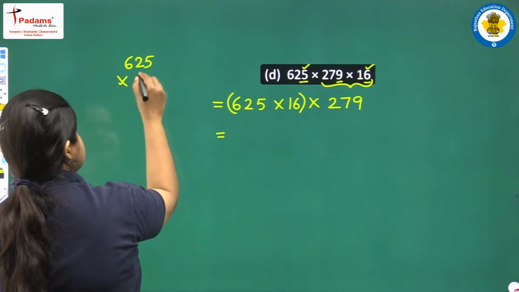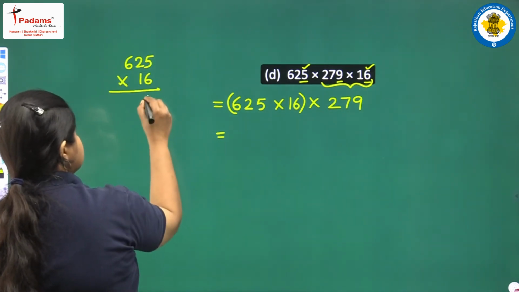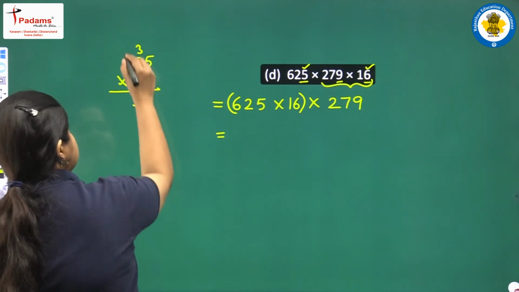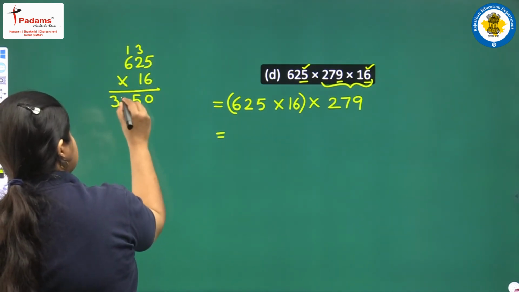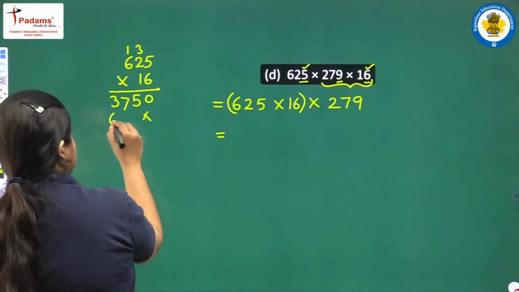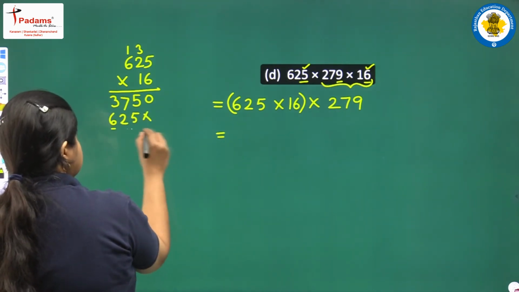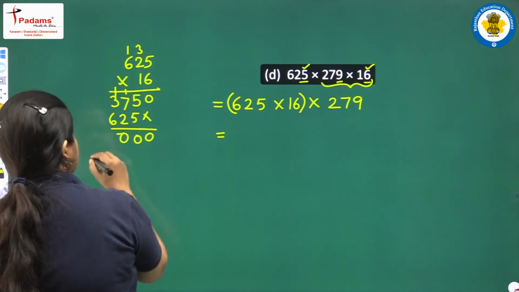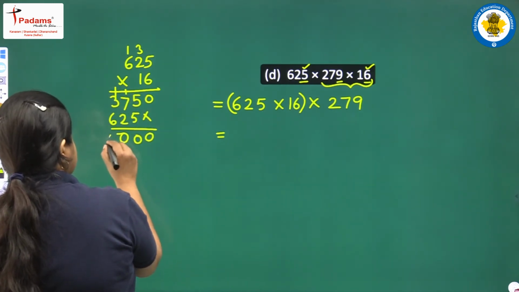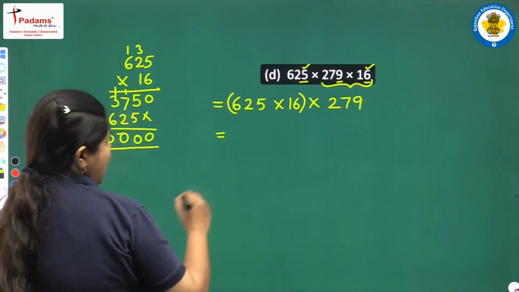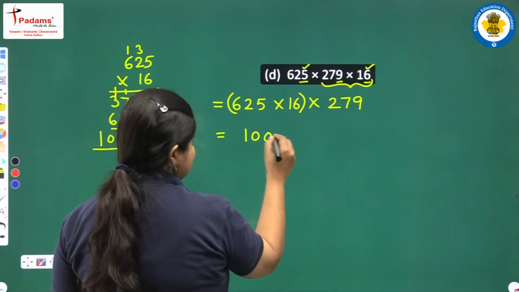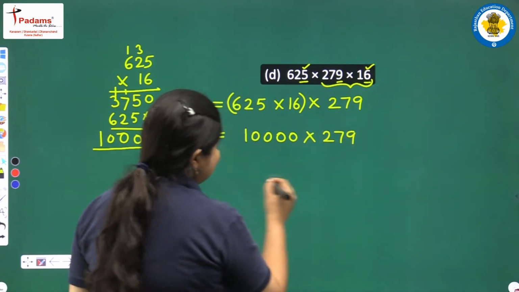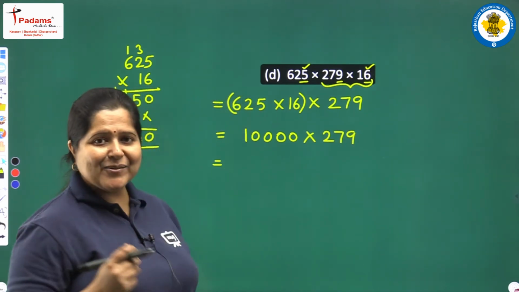625 into 16. You will get 6 5s are 30, 0 and 3 carried; 6 2s are 12 and 3, it's 15; 6 6s are 36 and 1, 37. Then you have 625 as it is, 0, 0, 1 carried, a 0, 1 carried, it's 6 and 4, 10. Oh wow, it's 10,000 into 279. Now you can see how easy the calculation is.